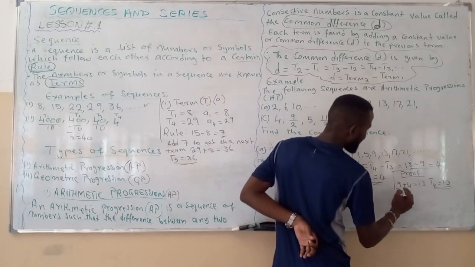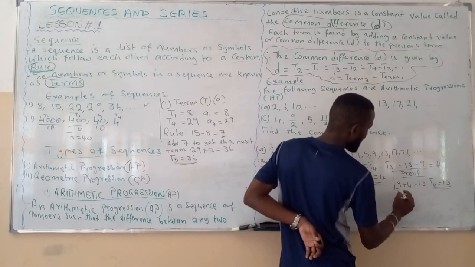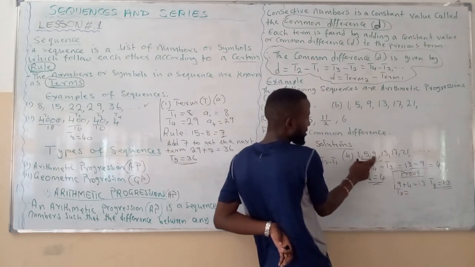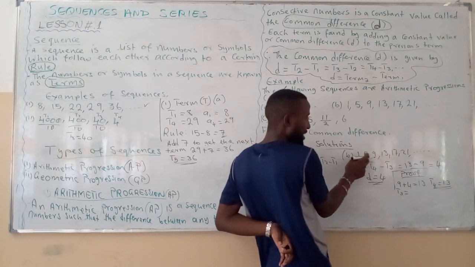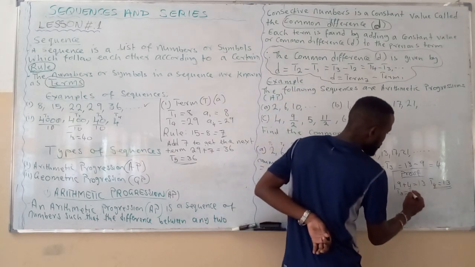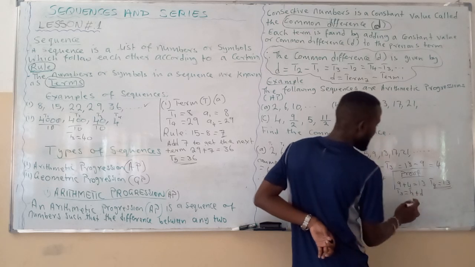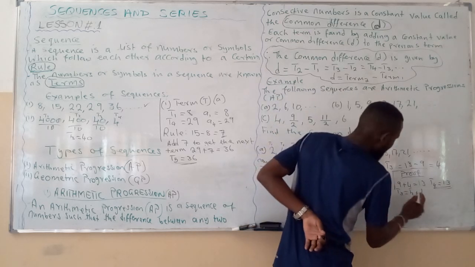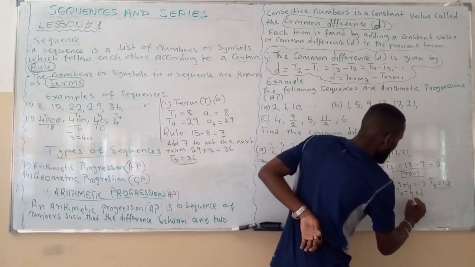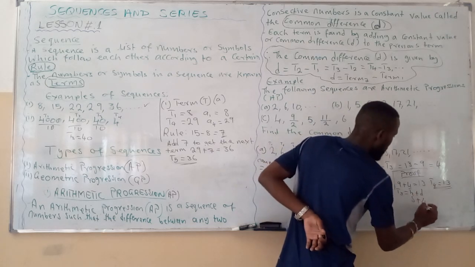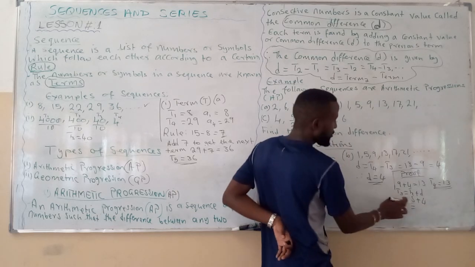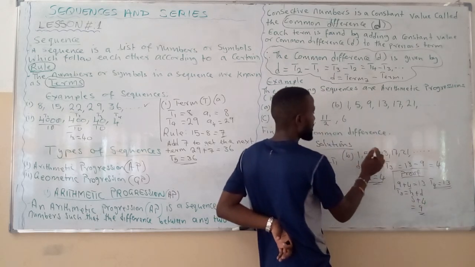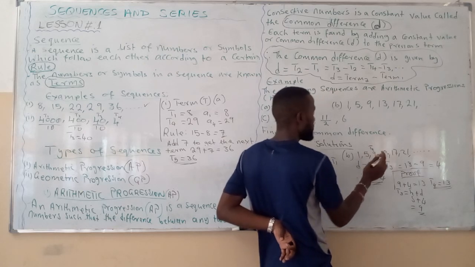Now, how do I find term 3? Term 3, I need to add term 2. So it will be term 2 plus the D to find the term 3. What is my term 2? 5, plus what is my D? 4. So what is my term 3? It will be 5 plus 4, it is 9. Let us prove. 1, 2, 3, correct. Term 3 is simply 9.